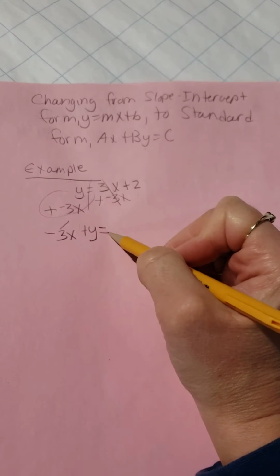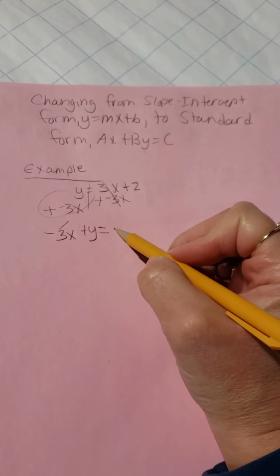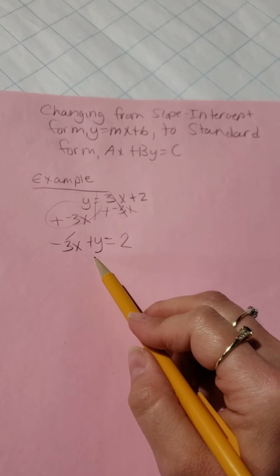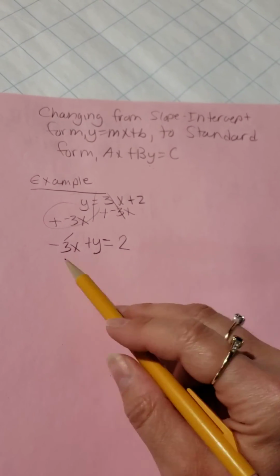All right, and then on this side of the equal sign, the only thing that's left is this 2. Okay, so now we have the x and the y together. Okay, so that's standard form.